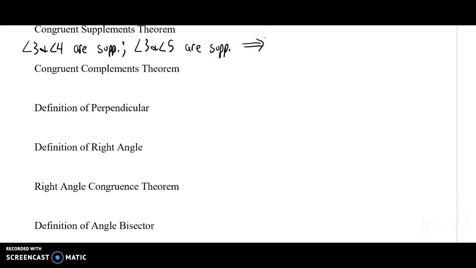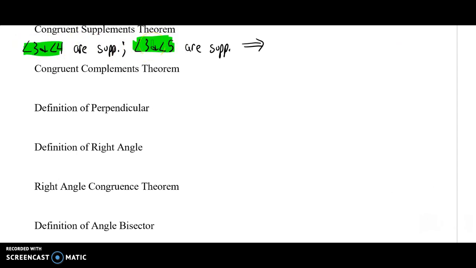But what we know about this one, if 3 and 4 are supplements, that means that together they add up to 180. Likewise, 3 and 5 add up to 180. So using a transitive, we could say the measure of 3 plus the measure of 4 is equal to the measure of 3 plus the measure of 5. These two angles add up to 180, these two angles add up to 180, so they must be equal to each other.